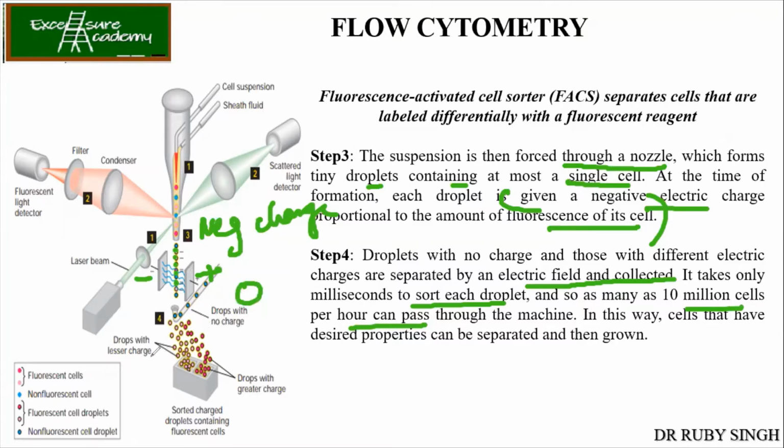Now, drops with lesser charge. Lesser charge means what? Less negative charge, or more positive charge. So they will be collected in different cells, and drops with greater charge, that is more negative charge, will be collected in different ones. So all these cells will be sorted depending on the fluorescence they are emitting. Depending on that, each will be given a negative charge on the cells.